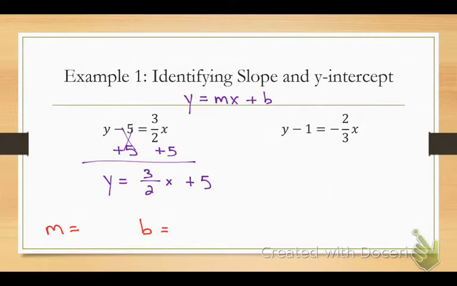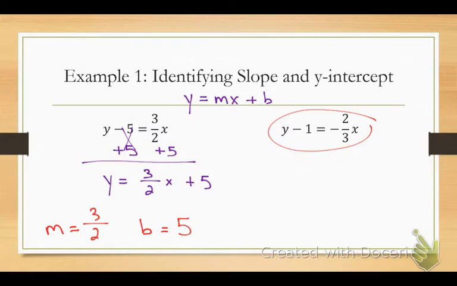Connor, what is my M? Yes, 3 over 2. So this would be rise over run, right? I would rise 3 and run 2. What is my B, Avery? Yep, my B is 5. It's the number at the end of the equation. All right, so is this one ready to graph?